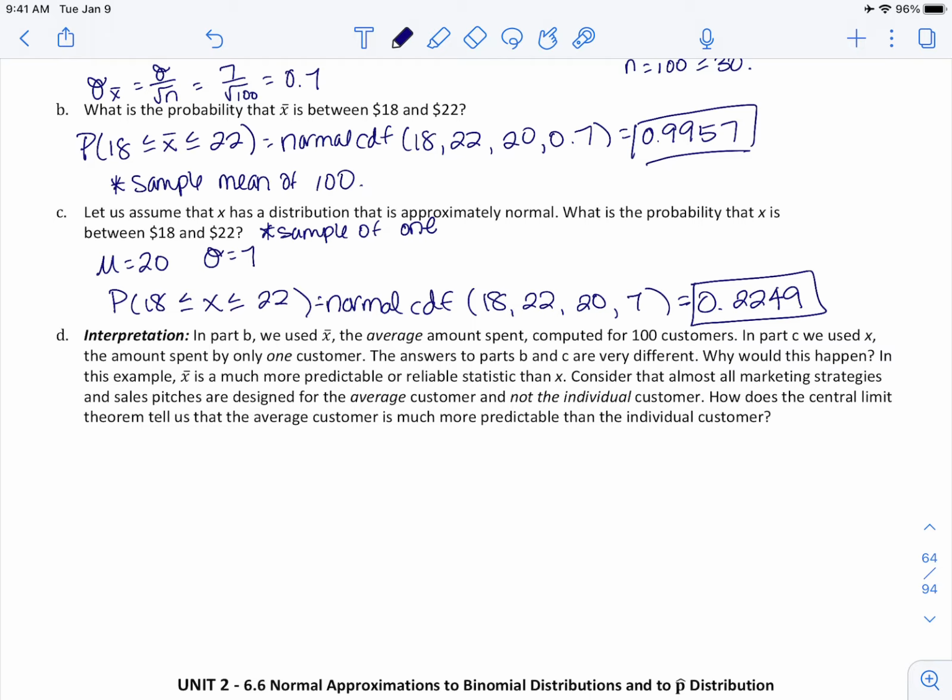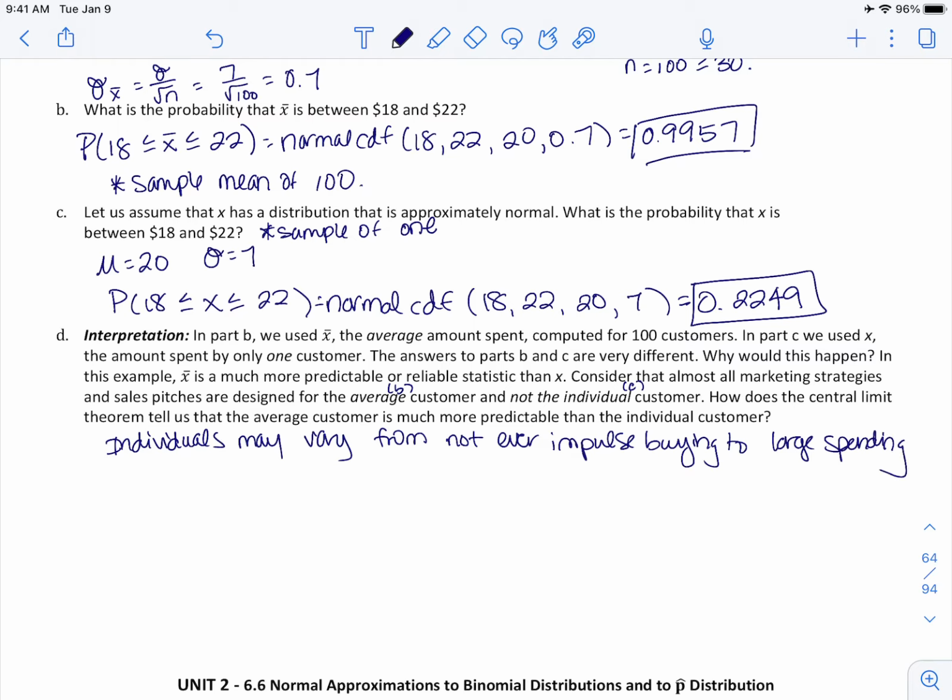Again, B, this is really looking at our average, right? Individual is when we looked at C. So how does the central limit theorem tell us that the average customer is much more predictable than the individual customer? So individuals may vary from not ever impulse buying to large spending on impulse buying.